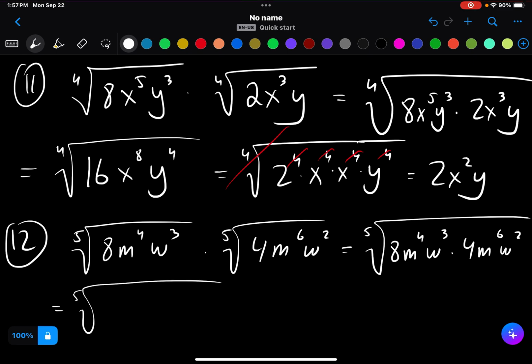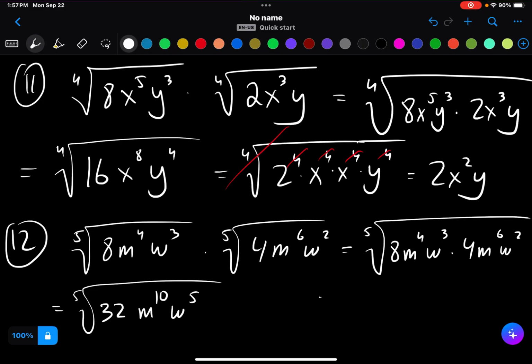So multiply everything underneath. 8 times 4 is 32. m to the 4 and m to the 6, that's m to the 10th power, and w to the 3 and w to the 2, that is w to the 5th power.